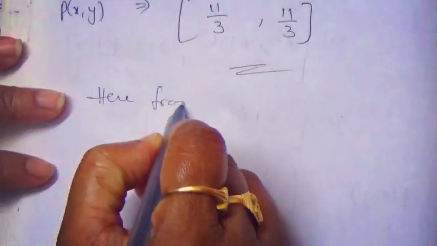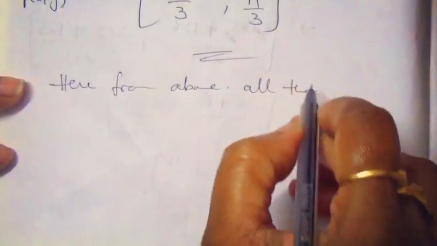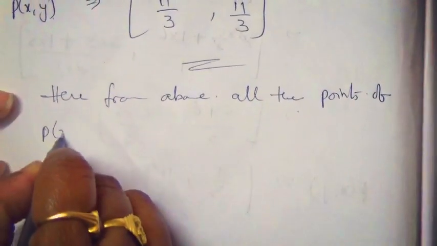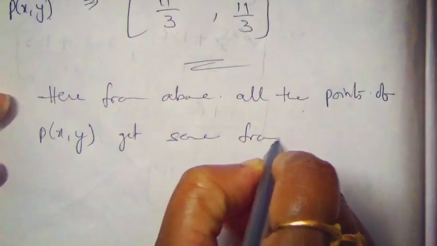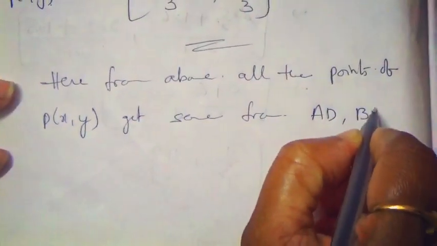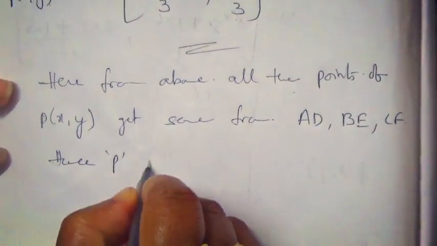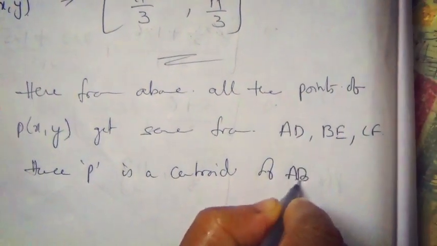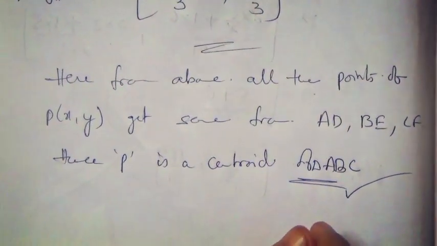So what do you notice here? From above, all the points of PXY are the same from AD, BE, CF. Hence, P is the centroid of triangle ABC. That's it. It is the conclusion for this.